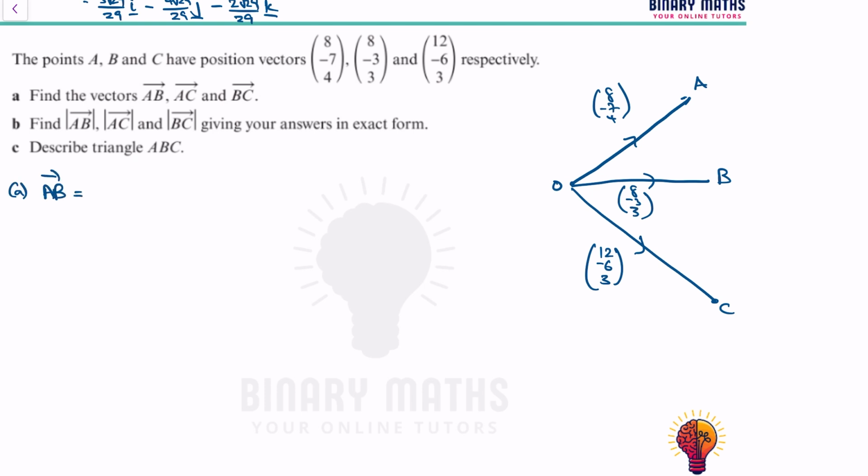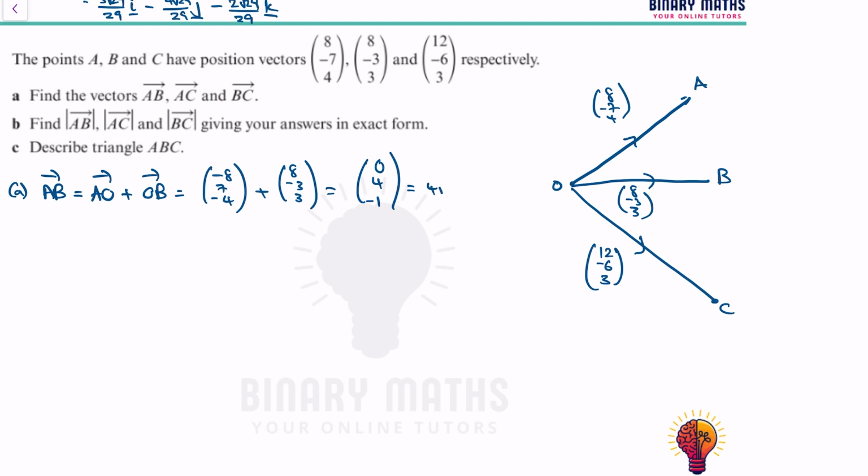So A to B is equal to A to O plus O to B, which is equal to minus 8, 7, minus 4, because it's going in the opposite direction of O to A, plus 8, minus 3, 3, which is equal to 0, 4, minus 1, sorry, 0, 4, minus 1, which is equal to 4j minus k.